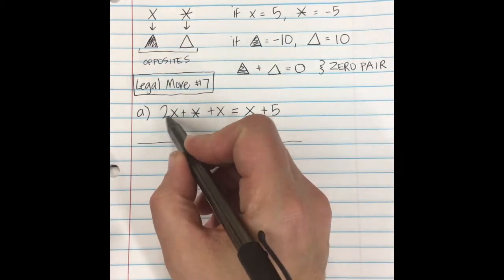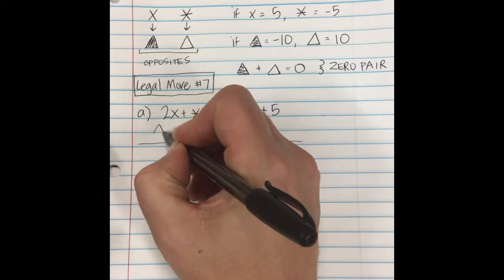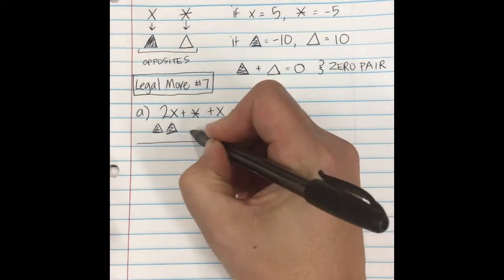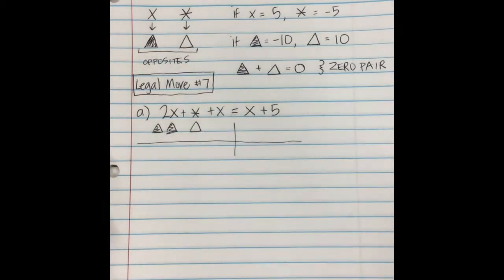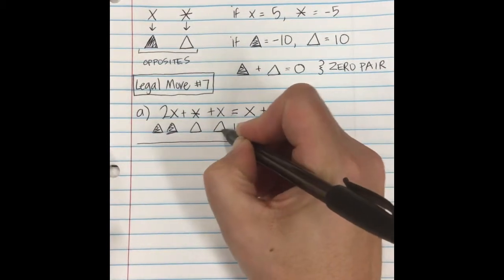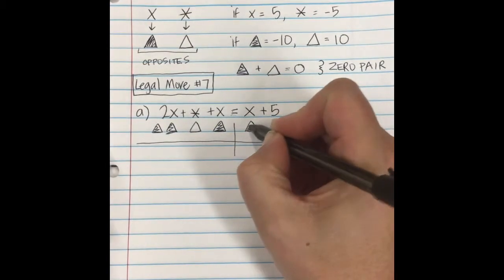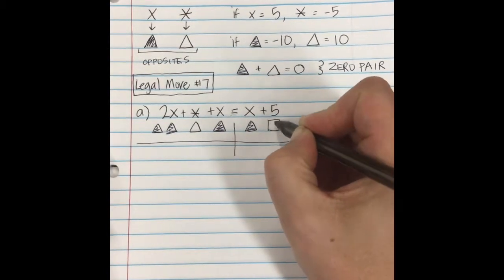I'm going to start by translating. I've got 2 x's, so 2 shaded triangles, plus a star, plus an x. On the other side, I've got x and a number cube 5.